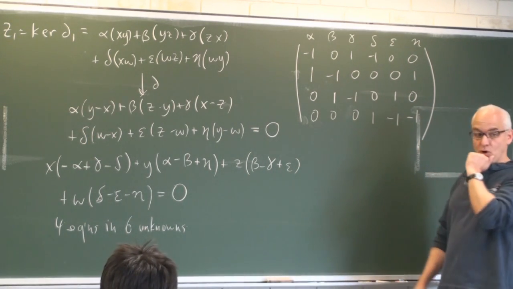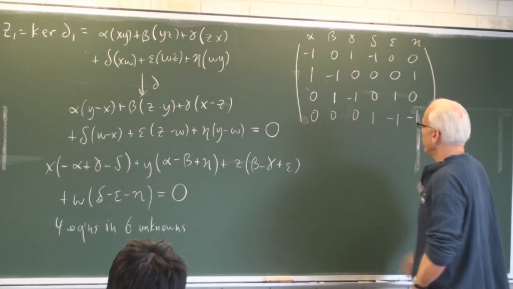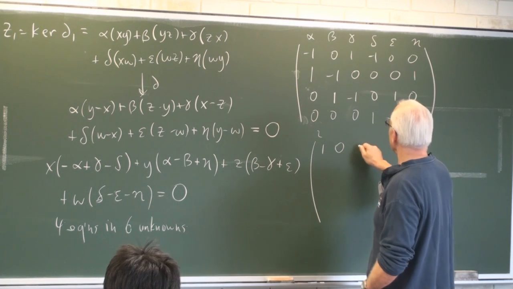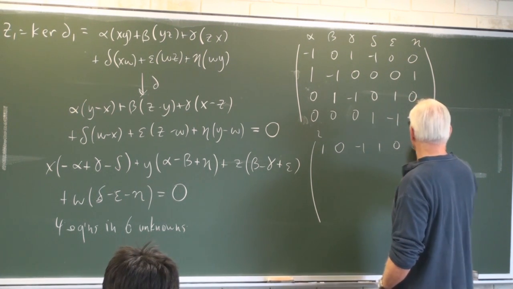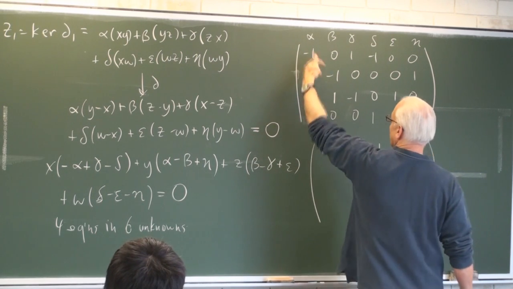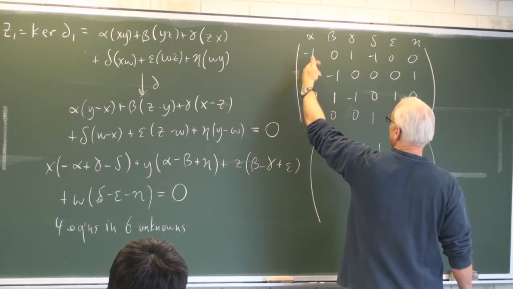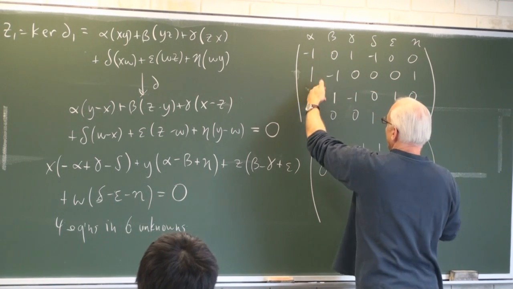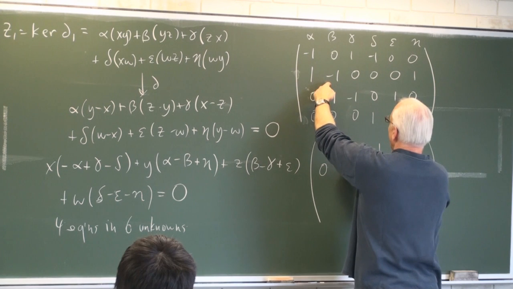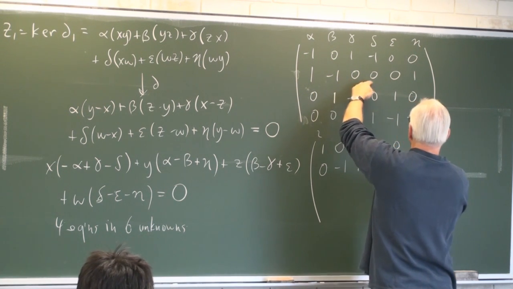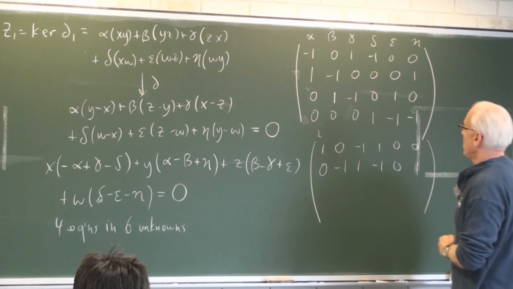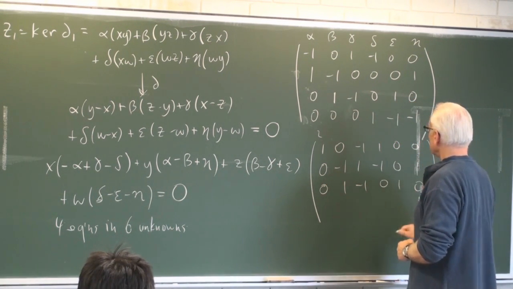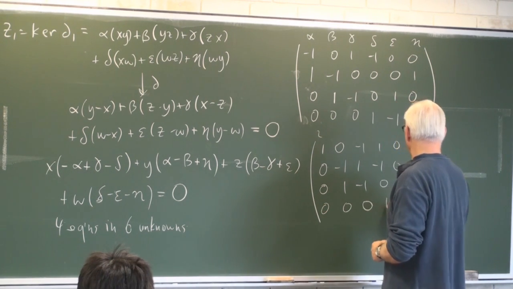What are we supposed to do? We're supposed to row reduce to get it in row echelon form. So let's do that. So I'll rewrite it. Maybe I'll multiply the first equation by minus 1 to get it with a 1 here. And then I'll take the second equation and add it to this one here. So if I add these, I get 0, minus 1, 1, minus 1, 0, 1. And this one I can leave where it is, and this one I can leave where it is.